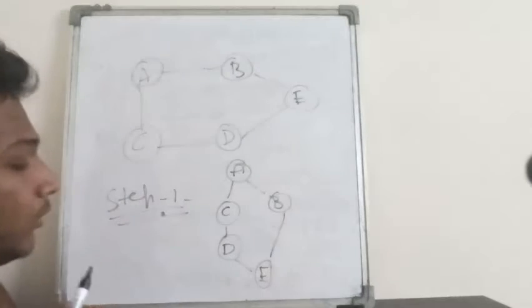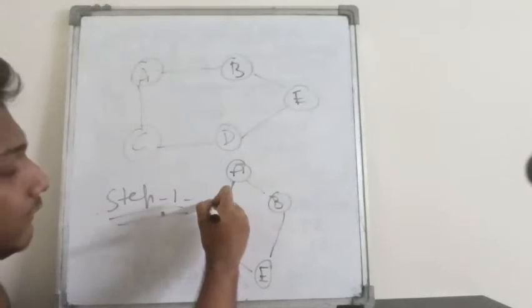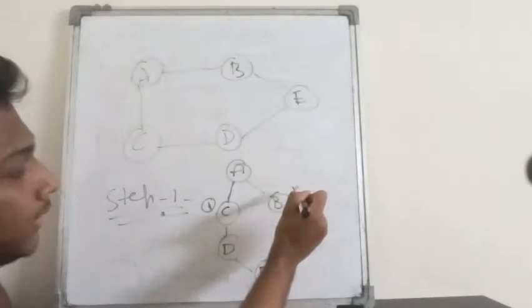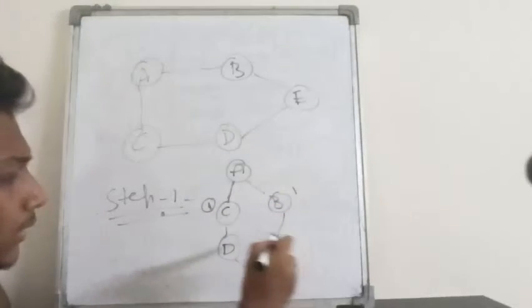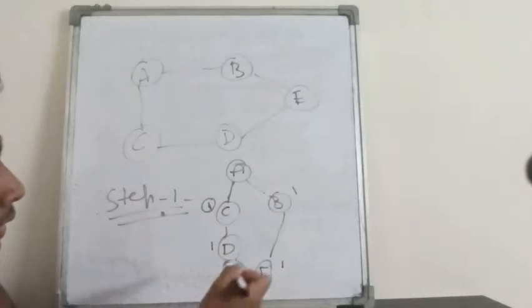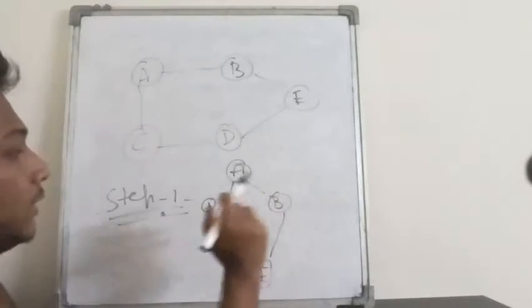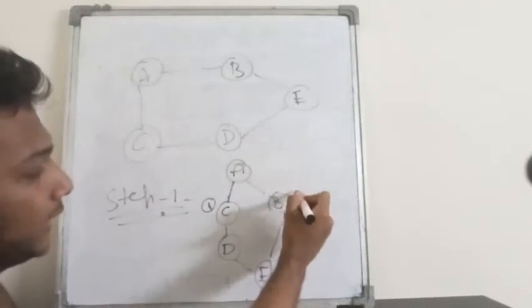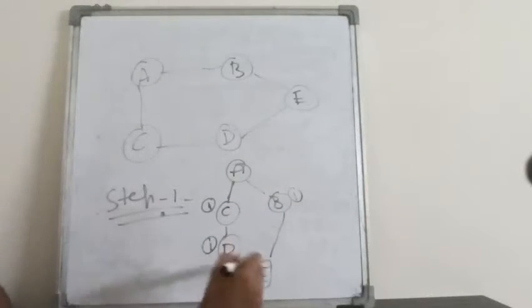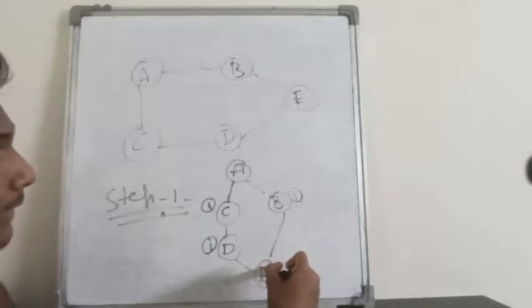Now we have to write down the values. A is directly connected to C. Whenever it's directly connected, we assign the value 1. So C gets 1. A is directly connected to B, 1. B is directly connected to E, 1. C is directly connected to D, 1. And E has two connections, so we add both of these, 1 plus 1.